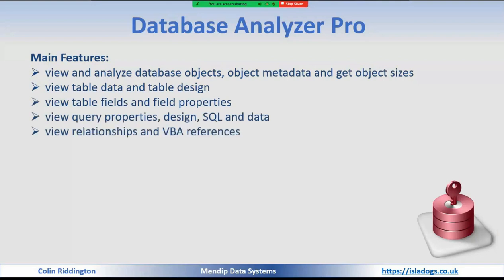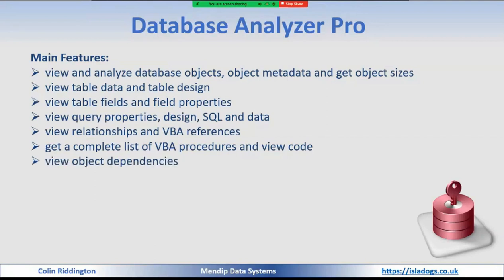Similarly, with relationships, you can get detailed information about each relationship, referential integrity, and so on, and similar information for VBA references. You can also get a complete list of all VBA procedures and view the code with optional color coding as well.